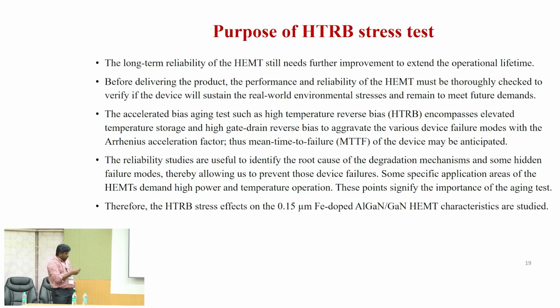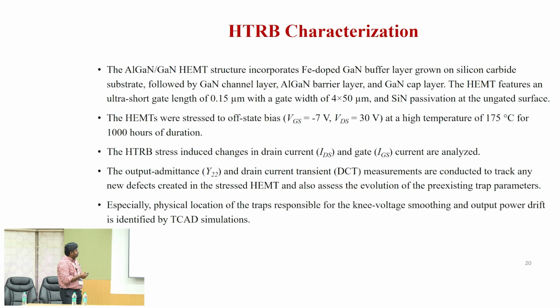Okay. So this test is carried out for 0.15 micrometer iron doped AlGaN HEMTs. This is a typical AlGaN HEMT structure with an iron doped buffer layer, channel layer, barrier layer and GaN cap layer. The devices are on a silicon carbide substrate. The devices are stressed in off-state bias condition: VGS is -7 V, VDS is 30 V, and high temperature 175 degrees centigrade for 1000 hours.